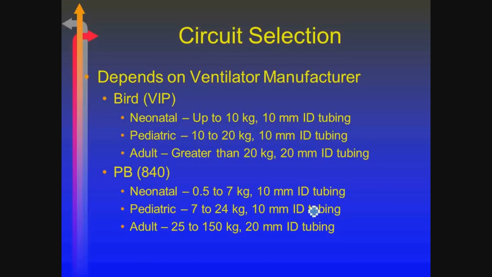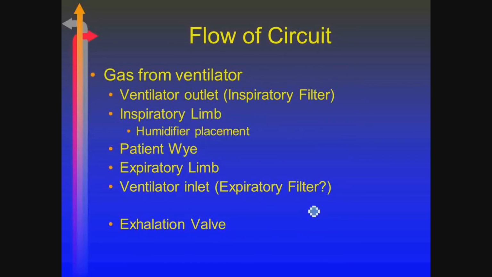Okay. So you should be able to, on each of the ventilators, trace the flow coming out of the ventilator, going to the patient, and back again. Every ventilator will have an outlet. It's coming out of the machine, and then we're going to filter that gas when it comes out. It goes through an inspiratory limb, which may or may not have a humidifier in line with it, or it may have the HME. Going to the patient Y, to the patient, and back through the expiratory limb.